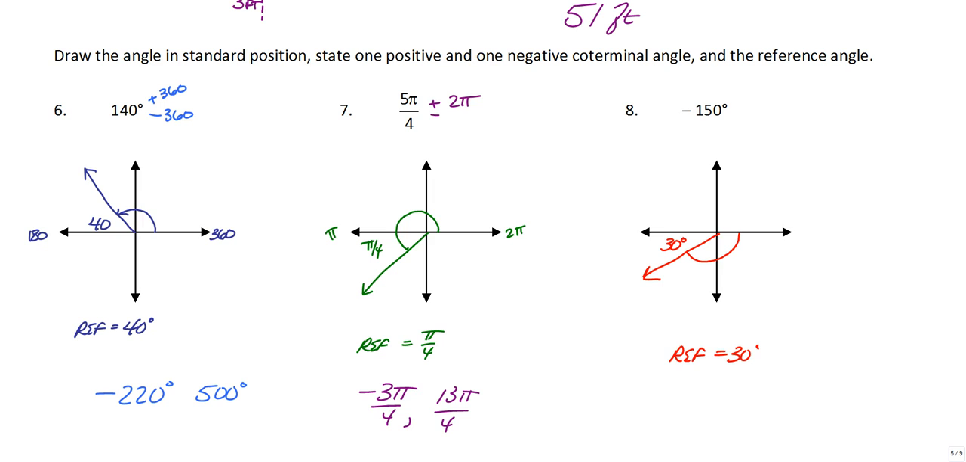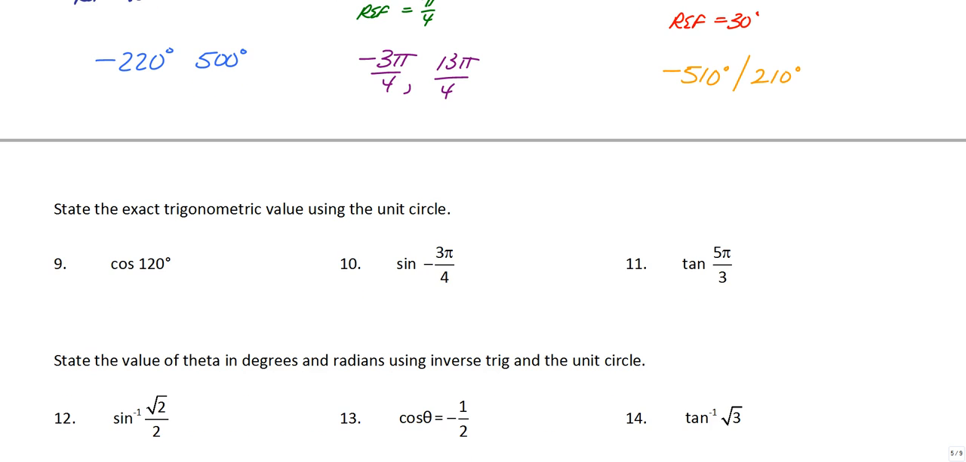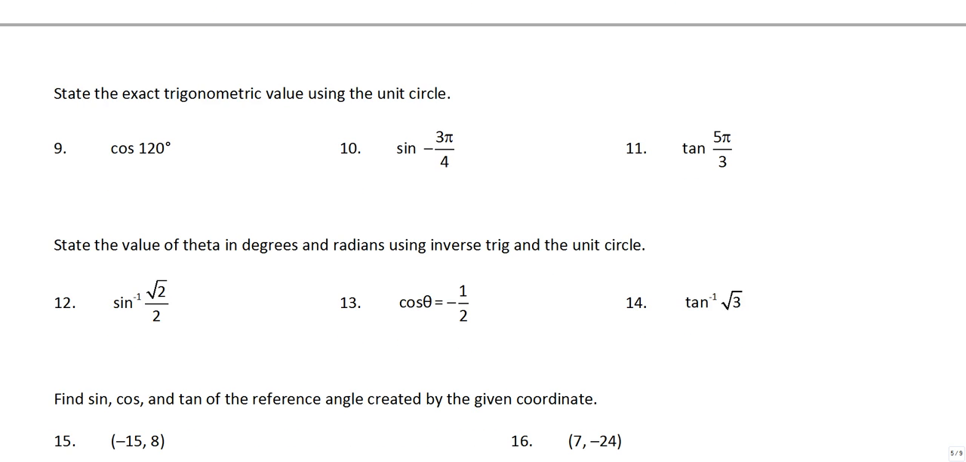And just like the first example in this, we would add and subtract 360 to get our positive and negative coterminals. So you should have an example of negative 510 degrees, 210 degrees, or anything adding and subtracting 360 to those as well. Okay? So the reason we did all of that graphing and reference angles is so we can get to the unit circle.